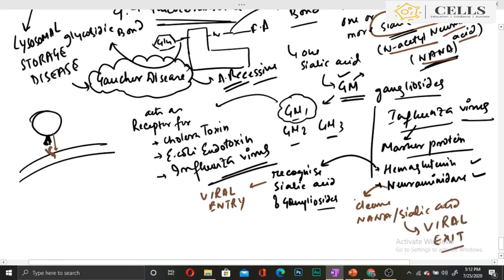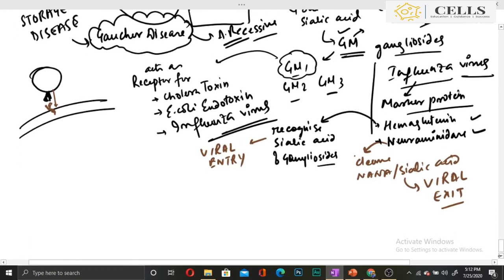That is important for your what? Viral exit. So hemagglutinin recognizes the sialic acid for viral entry. Neuraminidase cleaves the sialic acid for viral exit. So that's why influenza virus has specific kinds of H, hemagglutinin, and N, neuraminidase.